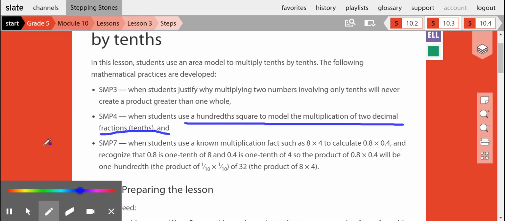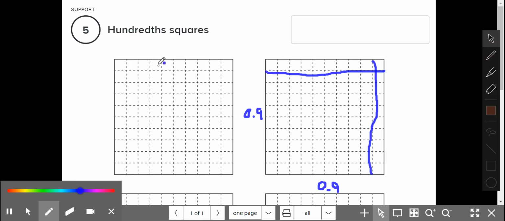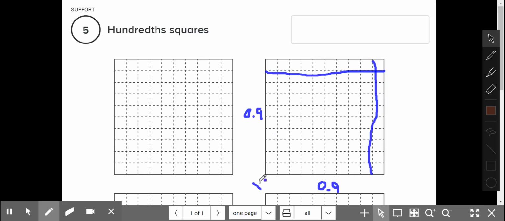The next key thing is that when we use a hundredth square to model a multiplication of two decimal fractions, as in tenths, we're going to be able to use that as a model to show what the answer really should be. We just saw how that works in mathematical form, but let's take a look at it if we were to use a hundredth frame. Let's use this model to show the same math problem, 9 tenths times 9 tenths.